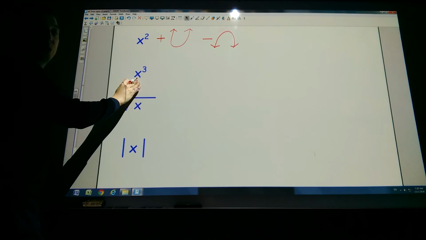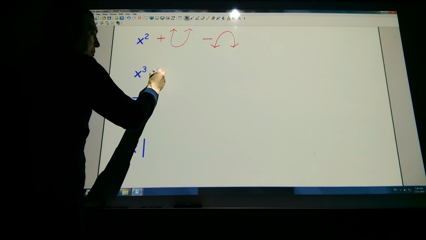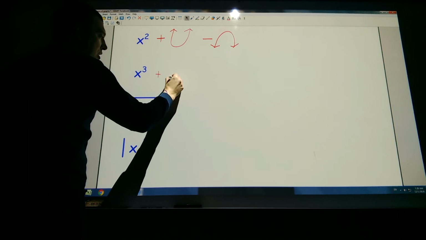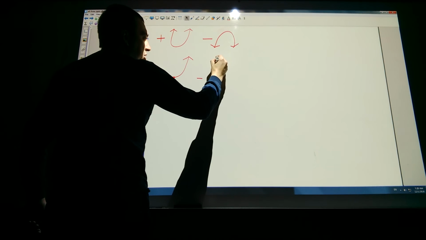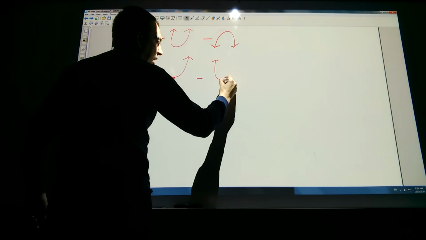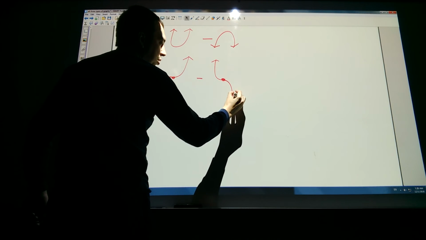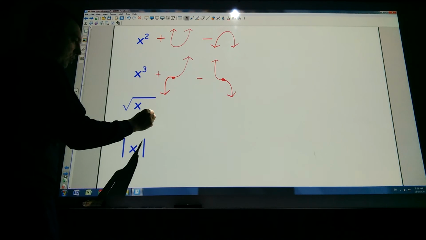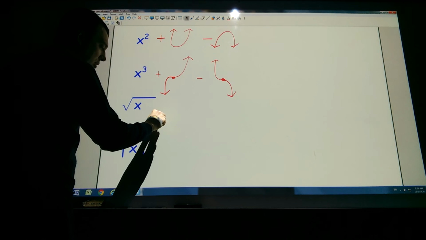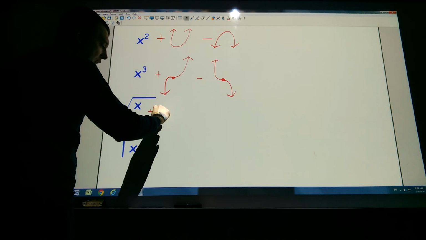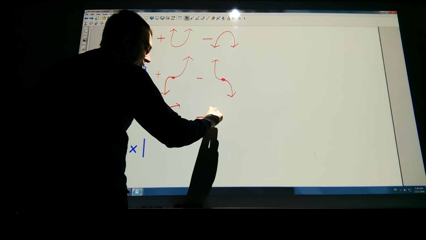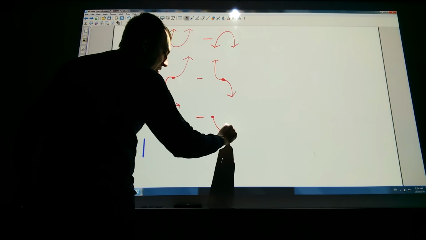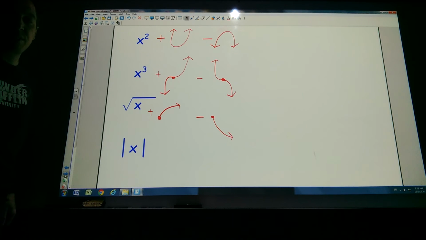If I have a to the third, and it's a positive in front, then it's going to go up and to the right and down and to the left. If there's a negative, I switch it. Up and to the left, down to the right. Square root has a starting point. A positive number in front goes up slowly to the right. If there's a negative number, then it goes down and to the right, not to the left. Never to the left.